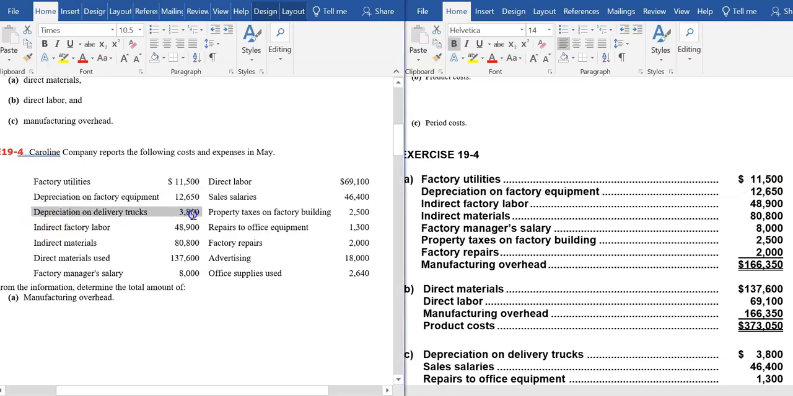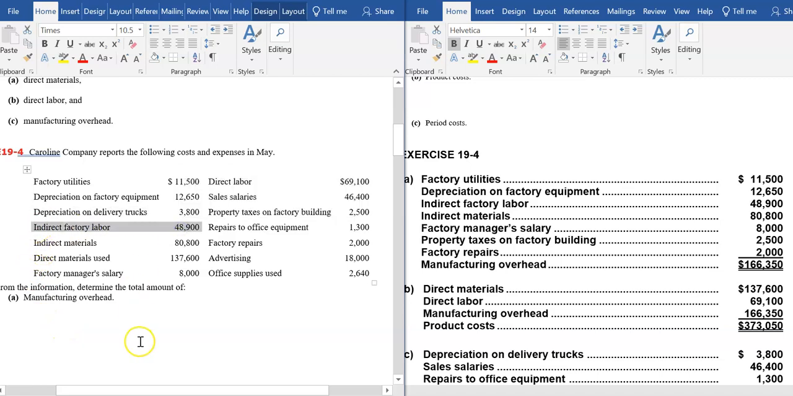Depreciation on delivery trucks. While this is a cost, it is not a cost of making the product. This is a selling cost. So it is not a product cost, it would be a period cost. So it's not going to be included in our overhead if it is not a product cost. Because remember, product costs are one of three types: direct materials, direct labor, or overhead. If it is not a product cost, it doesn't fall into one of those categories. It would be a period cost.